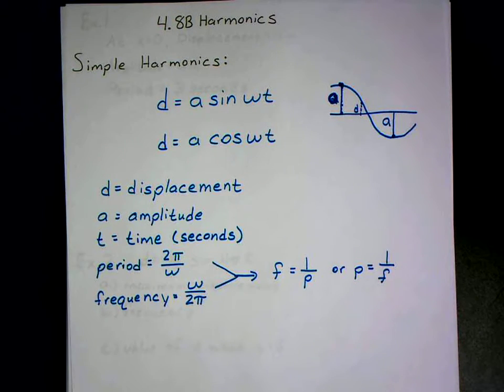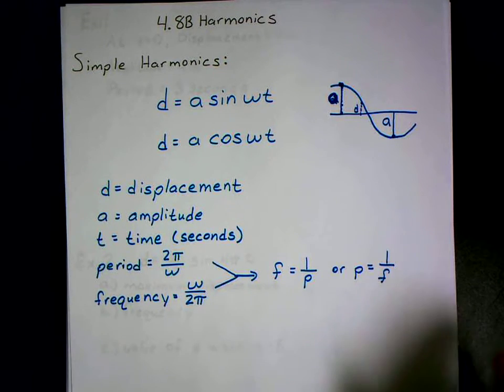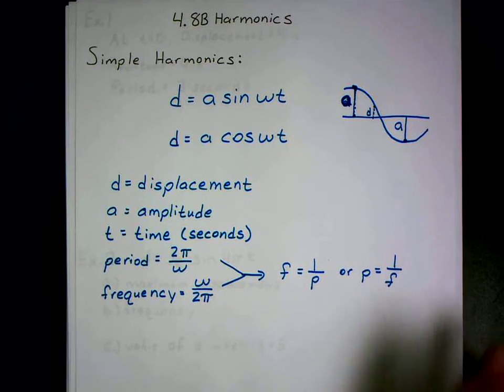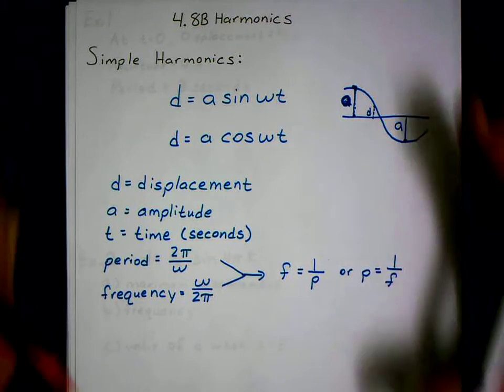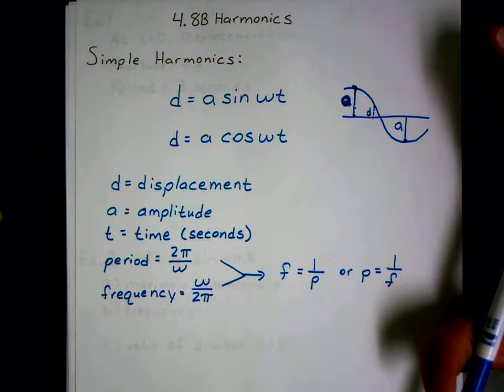Period, remember, was how stretched out our wave was. Frequency is what we count in 1 second: how many waves go past. That's the meaning behind frequency. And the meaning behind period? It is the length of the wave. Okay, so this is the meaning behind everything we have here.